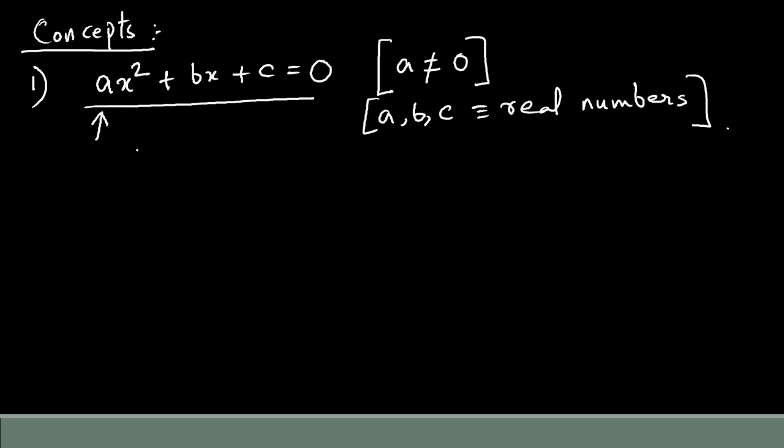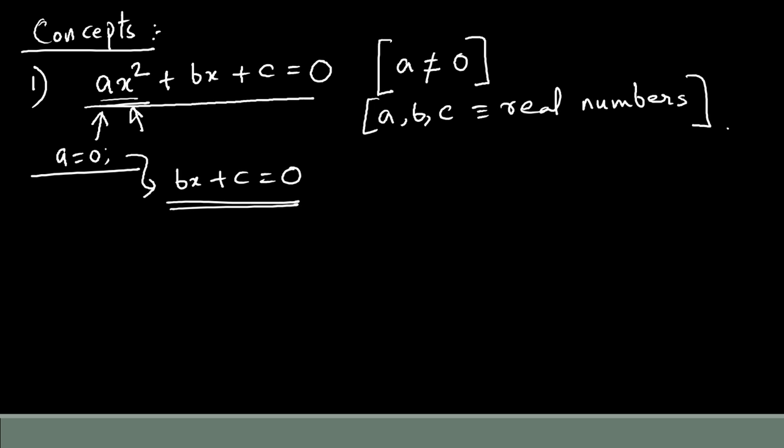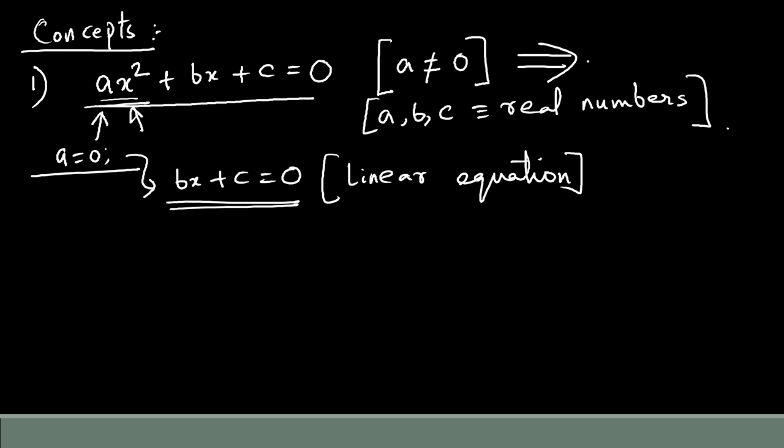So why should a be not equal to 0? Because if a equals 0, then we will get bx plus c equals 0, right? The first term will become 0. So this quadratic equation will get converted to a linear equation. So this is a linear equation. That's why a cannot be 0 for a quadratic equation. And the one we wrote at the beginning, of the form ax square plus bx plus c equals 0, is a quadratic equation.